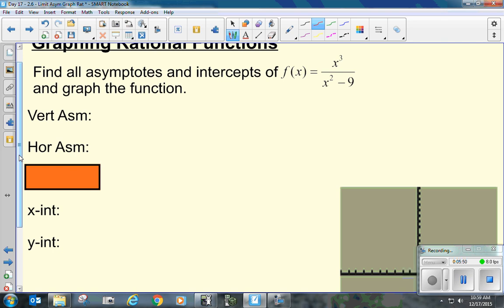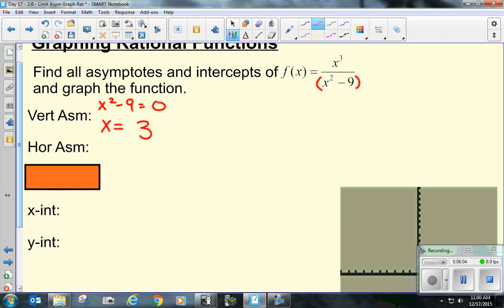How do I find vertical asymptotes? Well, the bottom is equal to 0. So x squared minus 9 equals 0 when x is what? 3. What else? -3. Yeah, positive or negative 3. Those are the only two values that will make the denominator 0, therefore there are vertical asymptotes.